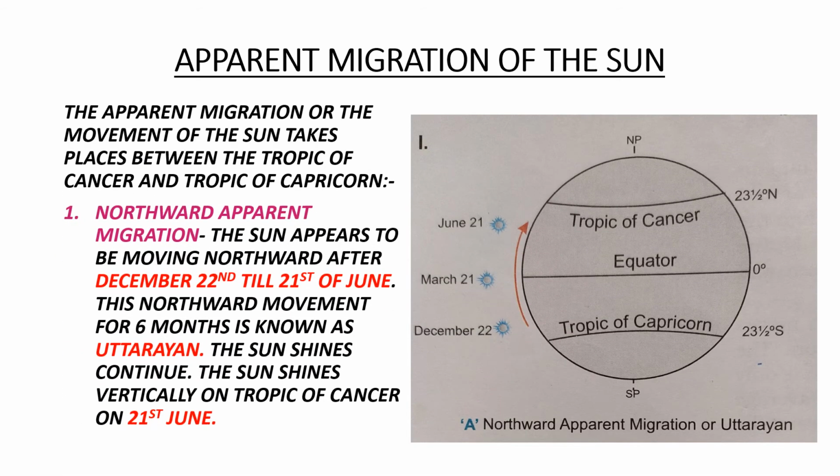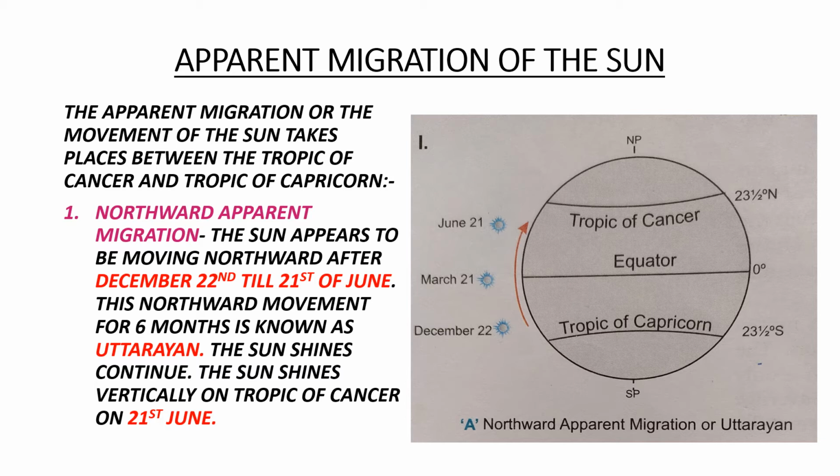Apparent migration of the sun. Apparent migration or the movement of the sun takes place between the Tropic of Cancer and Tropic of Capricorn. Northward apparent migration. The sun appears to be moving northward after December 22nd till 21st of June. This northward movement for 6 months is known as Uttarayan.